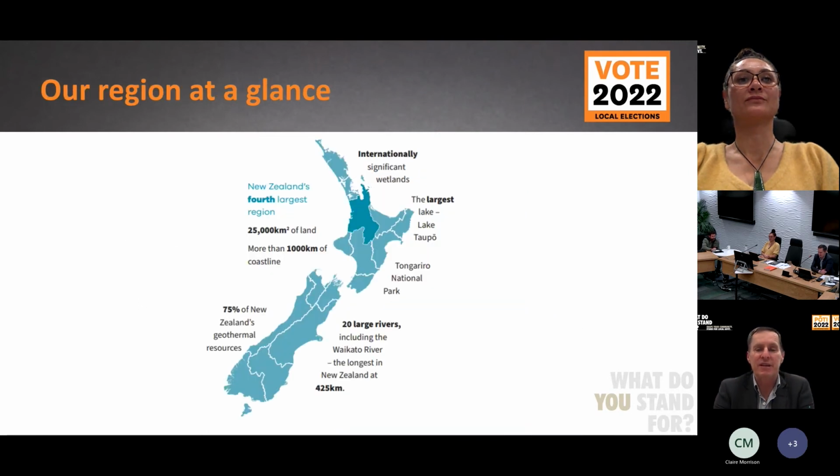As I said, it's a large region, the 4th largest in New Zealand. It's made up of 2.5 million hectares, or 25,000 square kilometres of land, and about 10,000 square kilometres of coastal marine area. It has a lot of very significant natural features, some of which are listed there, including New Zealand's largest and deepest lake, Lake Taupo, and New Zealand's largest awa, the Waikato River.